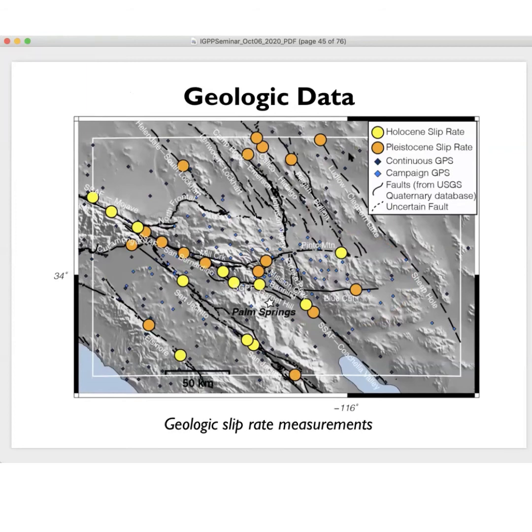And we break them up into Pleistocene slip rates, which are the older geologic time period, and the Holocene geologic slip rates, which are the most recent geologic period. So there are slip rates that image or observe slightly different timescales. We wanted to make a distinction there and see what we could learn by comparing them separately.